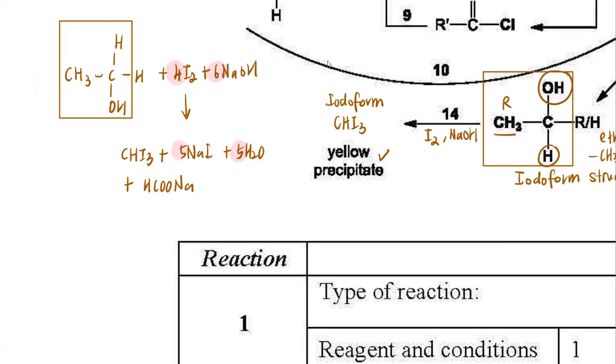Okay, all right. So the iodoform structure must consist of this CH3, hydrogen, and also OH. Then only can they react with alkaline iodine solution. So instead of using the iodine reagent, you can use alkaline iodine solution. And this is your yellow precipitate.